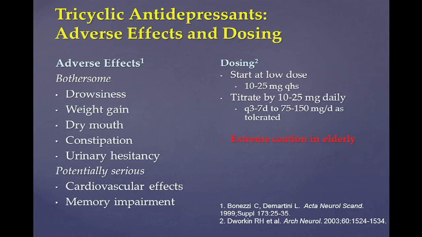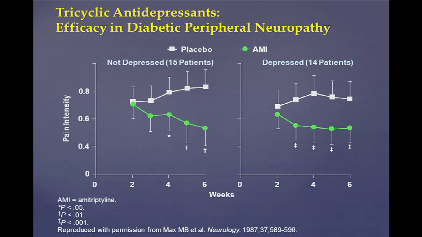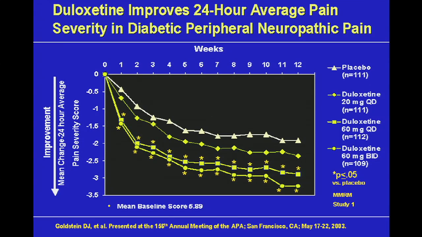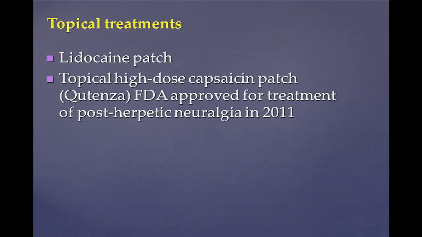So here's some old data about efficacy of tricyclics and of duloxetine, which I'll just sort of run through quickly. What do we have for topical treatments? We have two main topical treatments, the lidocaine patch and the high-dose capsaicin patch. The lidocaine patch is FDA approved for postherpetic neuralgia. It's basically just a topical anesthetic patch that people will put on their thorax in postherpetic neuralgia.